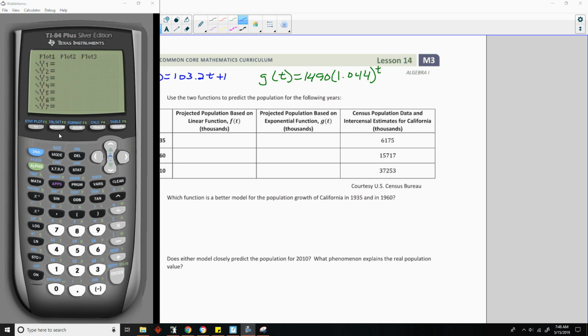So I go to y equals, and I plug in 103.2 x plus 1. Okay, 103.2, x is my t, plus 1. Enter. So there's my linear function. And then I'm going to put 1490, parentheses, 1.044, close the parentheses, to the power of x.